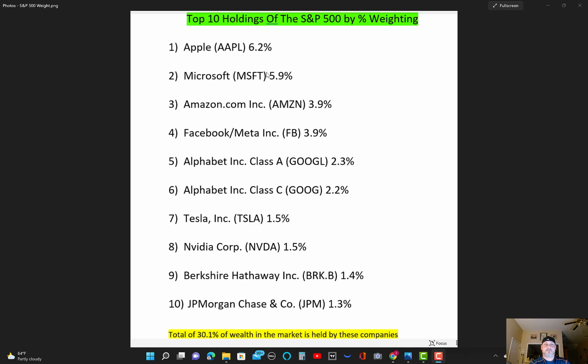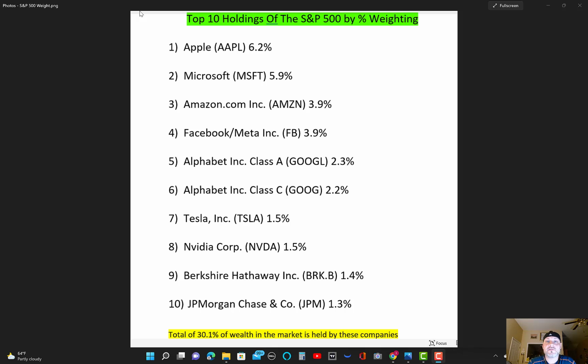All right, so the top 10 holdings of the S&P 500. Now this is by weighting. It changes from time to time depending on revenue, quarterly earnings, and what's going on with management. This is something that changes, and it can change from time to time.